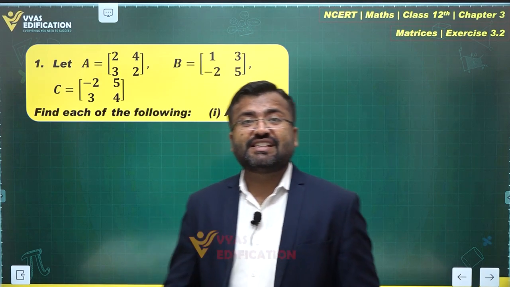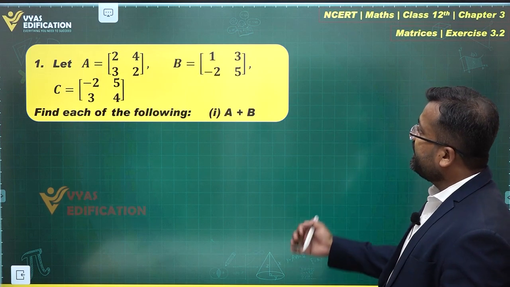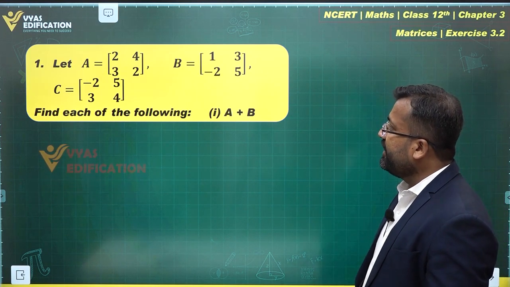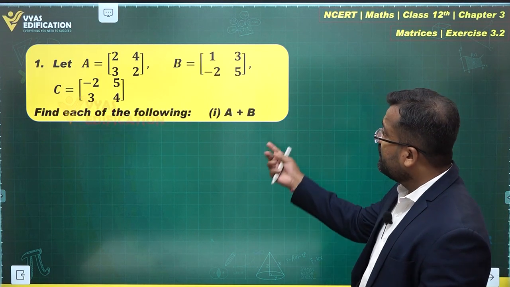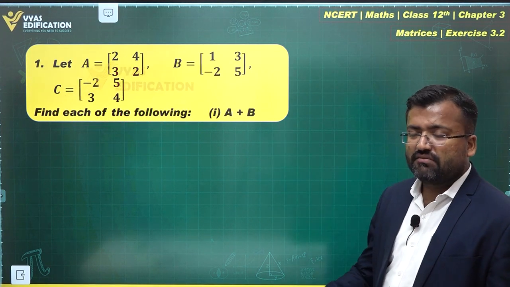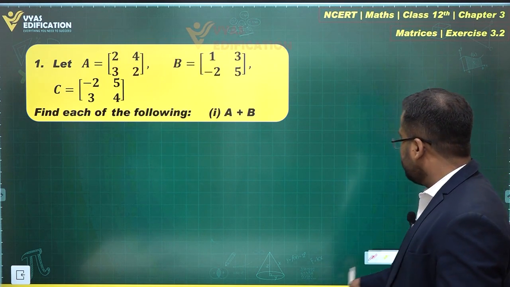The first question from exercise 3.2 of matrices says: let A be some matrix, B some other matrix, and C another matrix. Find each of the following. There are various parts in this particular question. First we have to find A plus B, then we'll be finding other things as well. Let's discuss this part first.